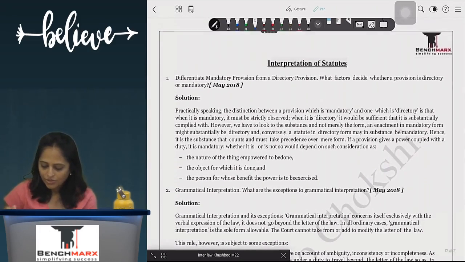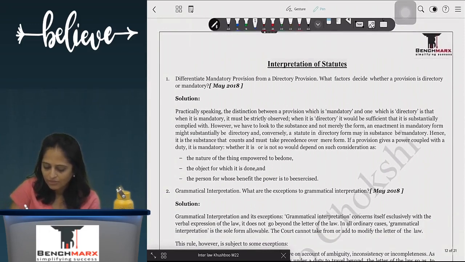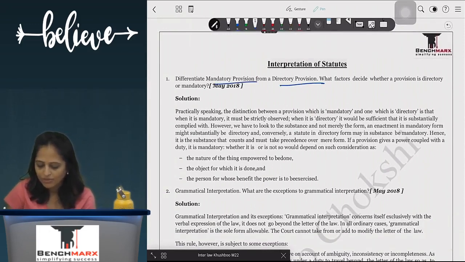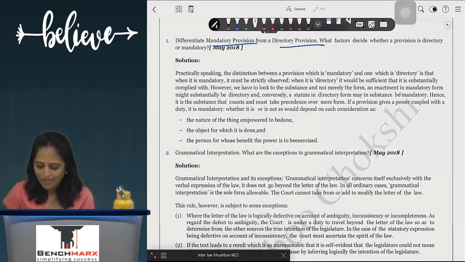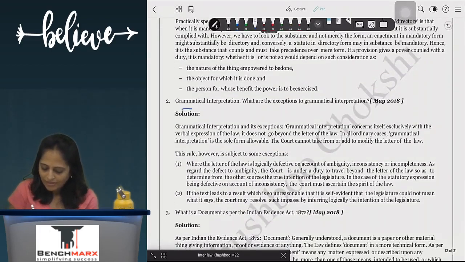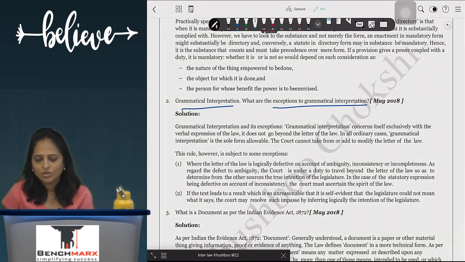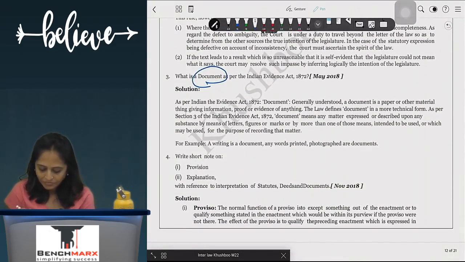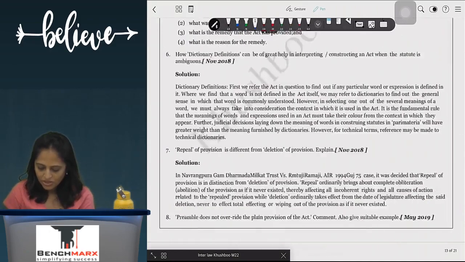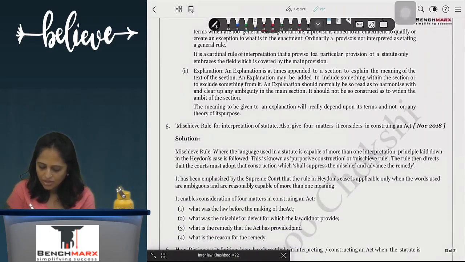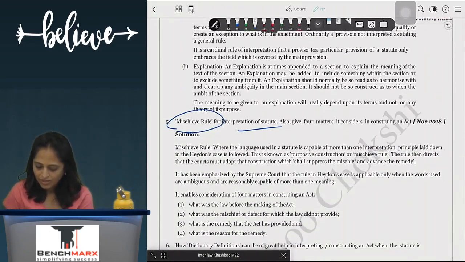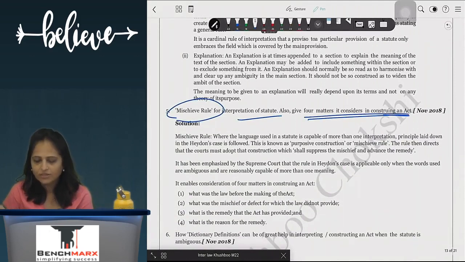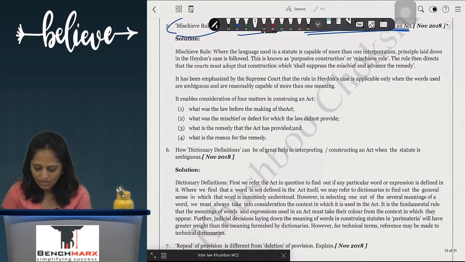Interpretation of statutes. Differentiate between mandatory provision from a directory provision. What factors decide whether provision is directory or mandatory? Grammatical interpretation. What are the exceptions to grammatical interpretation? What is a document? Proviso and explanation. Mischief rule for interpretation of statute. Give the 4 matters it considers. तो जो 4 questions है वो लिख के आने का.